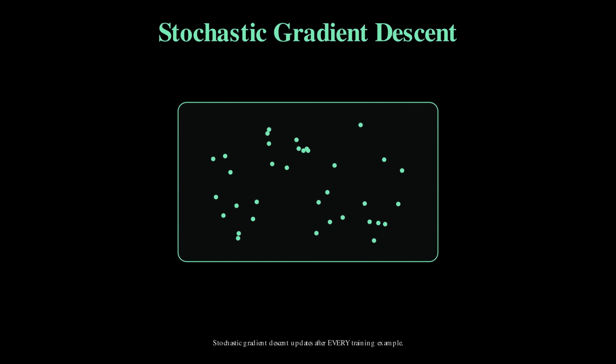Stochastic gradient descent updates after every training example. Instead of waiting for the full dataset, the model learns continuously after each example. This makes learning much faster but also noisier.